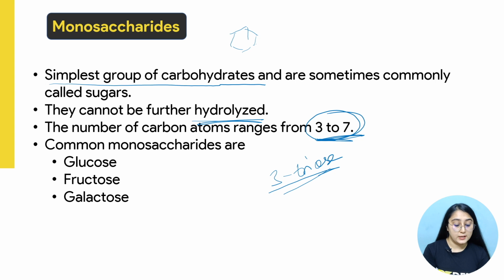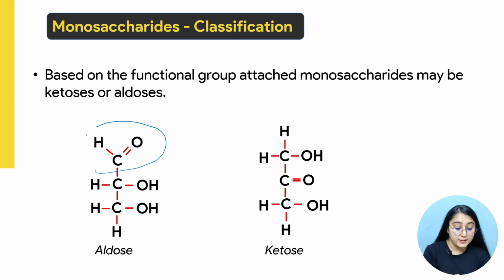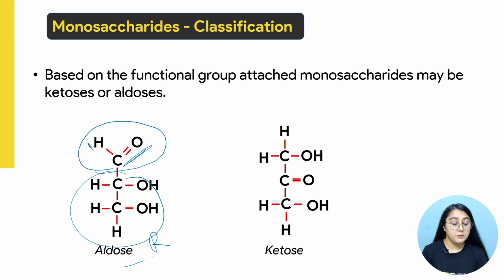So common monosaccharides are glucose, fructose, galactose, and based on the functional group which is attached to the monosaccharide, they can be called ketoses or aldoses. As we have discussed, they can contain an aldehyde group, as in this example where we have a carbonyl group, we have H, and on the other side we have an R group. So they can contain either an aldehyde group or a ketone group.